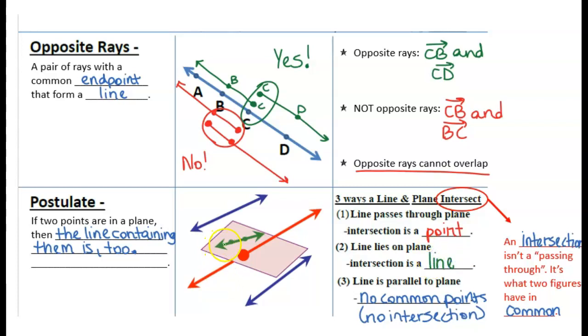The entire line is the intersection, because this point and this point and this point and all the points that are on that line, not only are they on the line, but they're also lying on the plane, since the line is on the plane. So that means all those points are shared by the plane and the line. So the whole line is the intersection.